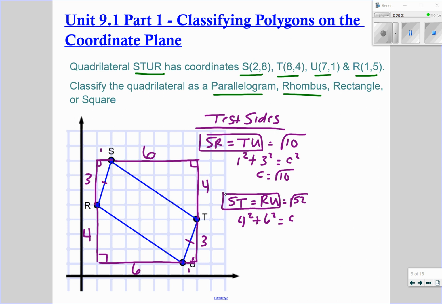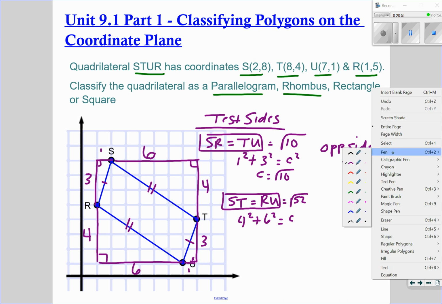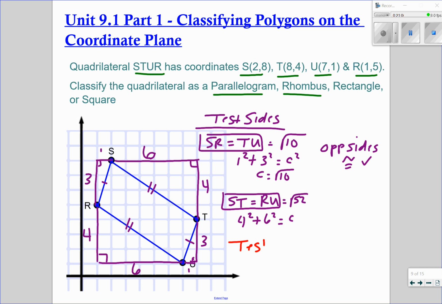So now I've just shown that I have opposite sides congruent. Notice, not all 4 sides congruent, but I've shown that opposite sides are congruent. So I've shown that property. That's actually a property of all of those shapes up there: rhombus, square, rectangle, or parallelogram. So I next need to move to testing my slopes. This is the beauty of doing the Pythagorean theorem the way we did it, because we basically have our slopes already on our graph.